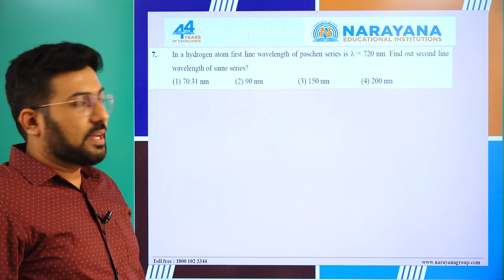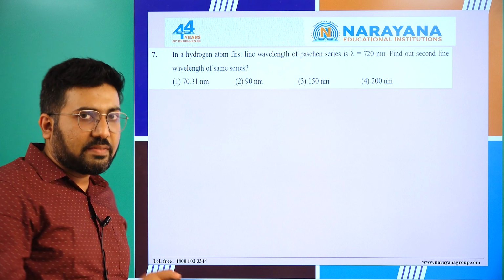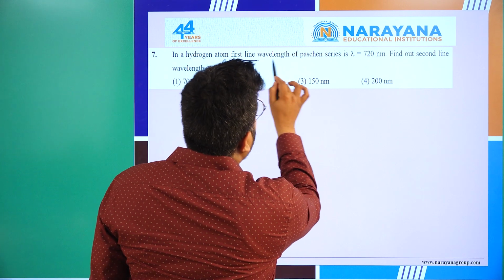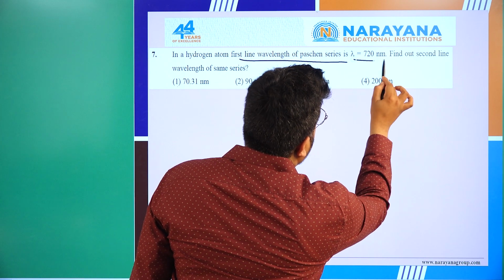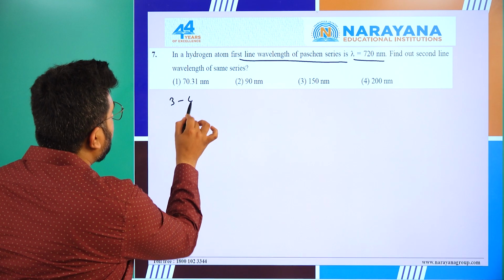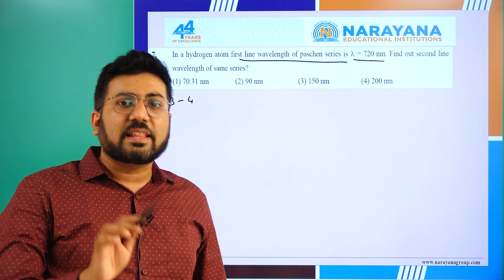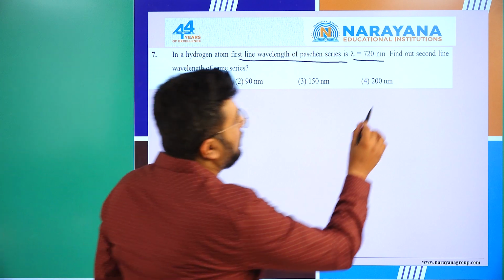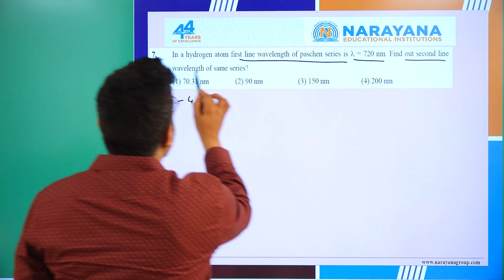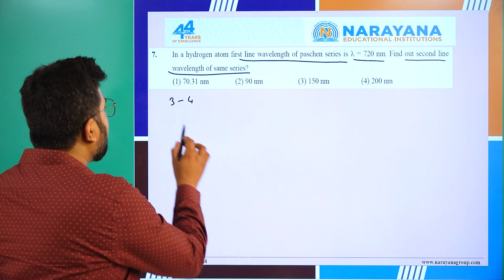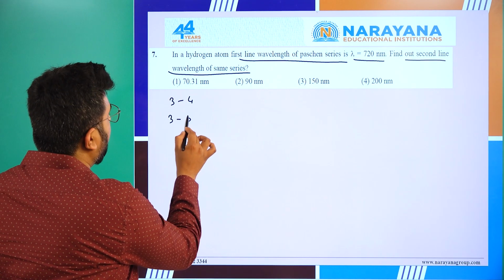Now in this question they have given to you that there is a hydrogen atom and the first wavelength of Paschen series is this. So first line means 3 to 4. First line of Paschen series means what? Going from 3 to 4. Then find out the second line wavelength of the same series. So second line means 3 to 5.